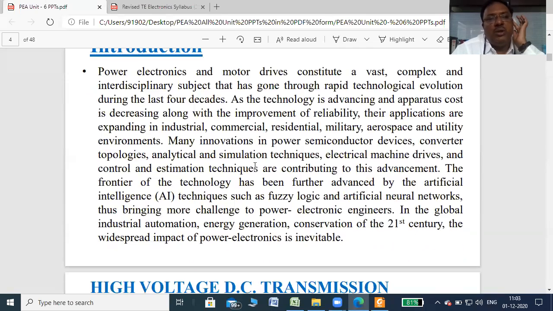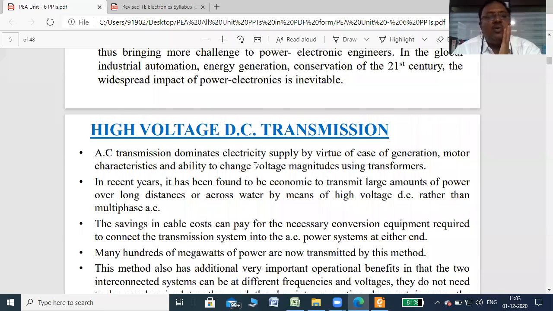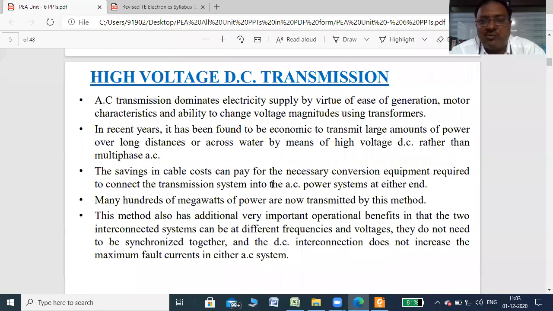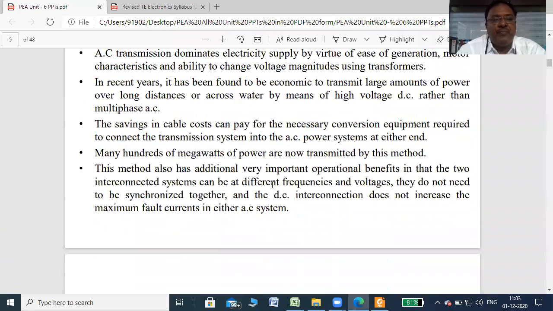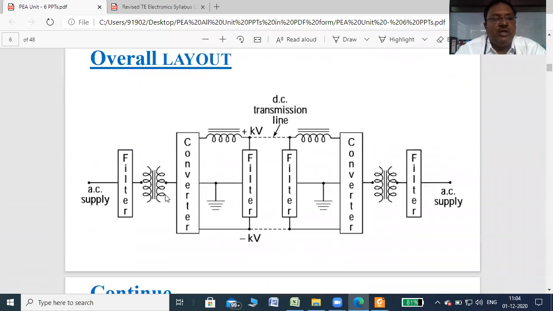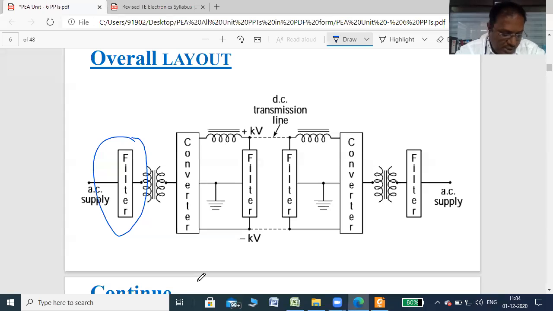Okay. So see, high voltage DC transmission. That is the first part of unit number 6. So in the overall layout, if you see here, there is the AC supply voltage, then a filter. This filter will remove any kind of EMI added in your supply voltage, such as electromagnetic interference or high frequency components added to the line frequency. Then there is a transformer, a step up or step down transformer.